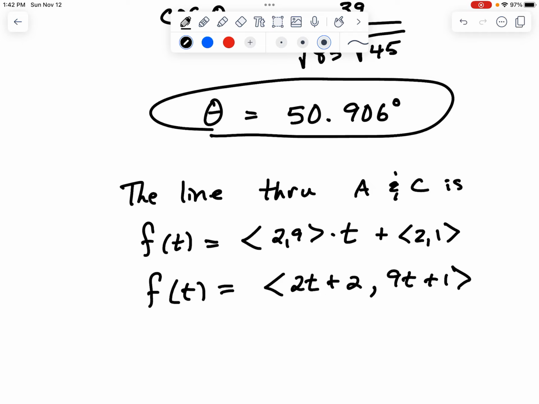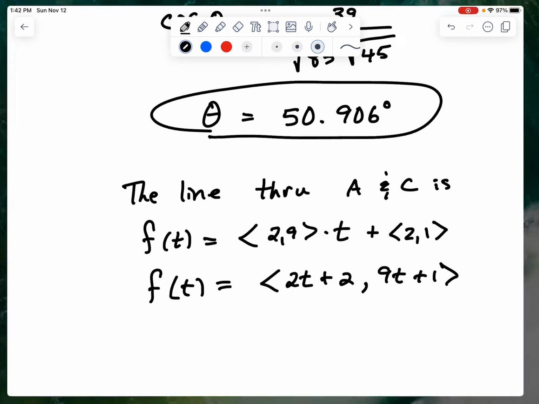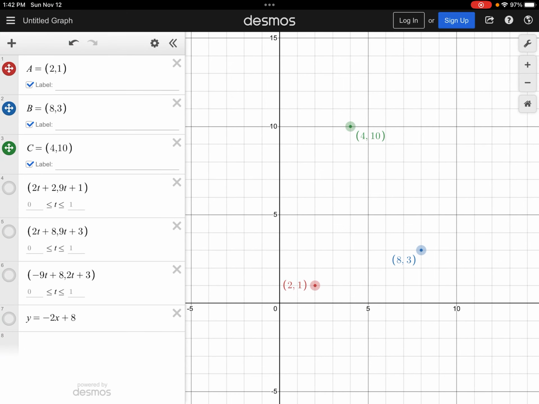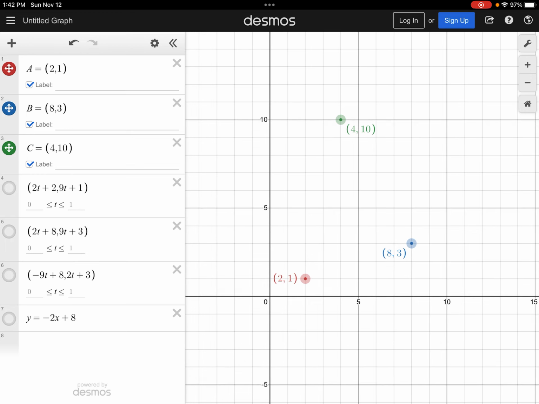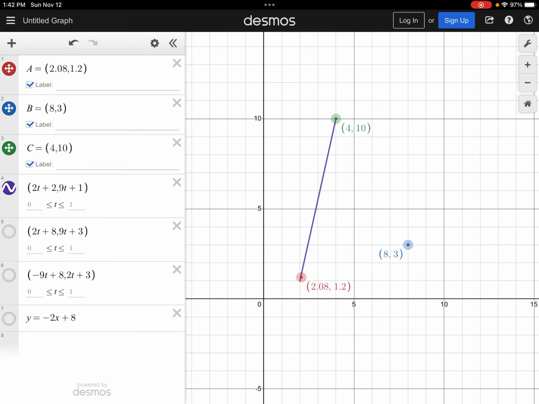And then I want to graph that and see if it looks right. So instead of using my graphing calculator, I'm going to use Desmos because I can make a fancy little picture like this with the points labeled and all. And then over here on the left, I have the 2t plus 2 and the 9t plus 1. I only had t range between 0 and 1, so that it only ranges from the, oops, I didn't mean to move that point, the (2, 1) to the (4, 10). So that looks like that one is correct.